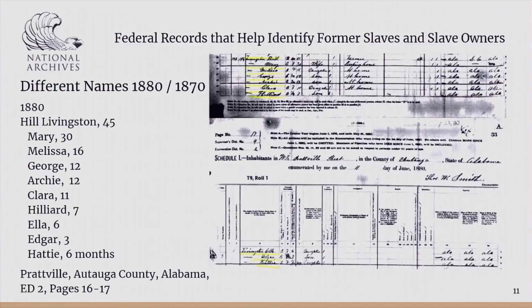And I'll also point out that if you have a family that starts at the bottom of one census page, please go to the next page, because the family may very well continue on to the next page, as the Livingston family does here. That may seem like an obvious thing, but I've seen people not do that, so I'd like to mention that. So in 1880, this is the Livingston family.